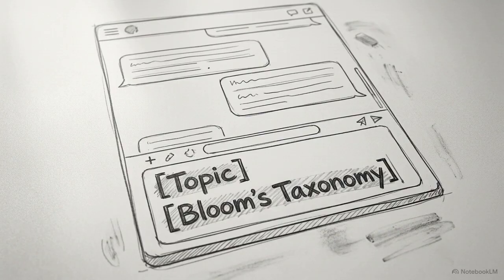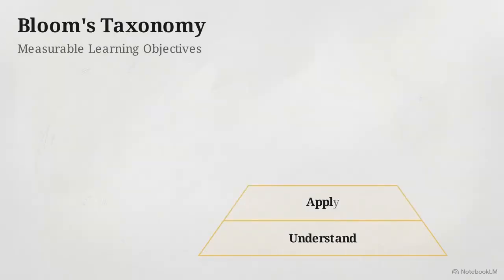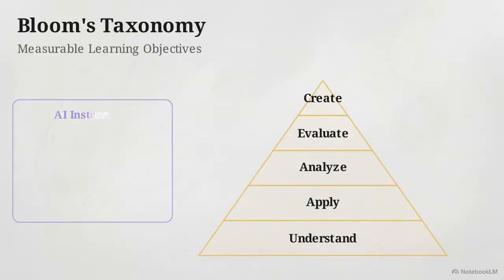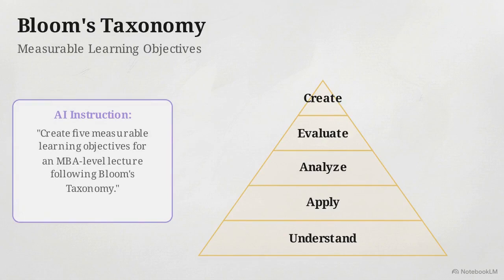Now we transition into Gemini. Gemini's role is to take that raw, grounded structure from NotebookLM and transform it into actionable teaching goals. This diagram shows Bloom's taxonomy, a learning framework. You will prompt Gemini to generate 5 measurable learning objectives adhering strictly to this structure.